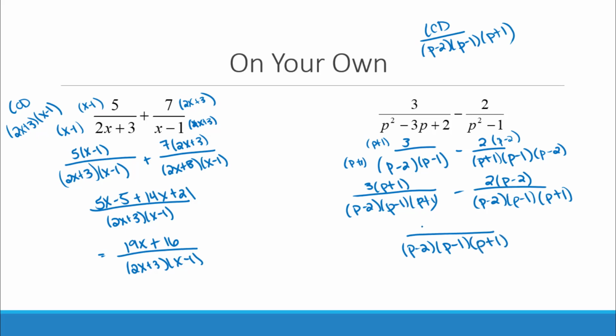If I multiply that 3 out, that's going to be 3p plus 3. I'm going to be very careful right here, and I'm going to distribute a negative 2. So that's going to give me negative 2p, and then negative 2 times negative 2 is plus 4. Now I can rewrite this as 3p minus 2p is just p. 3 plus 4 is going to give me 7, all over p minus 2, p minus 1, and then p plus 1. So that's my final answer.